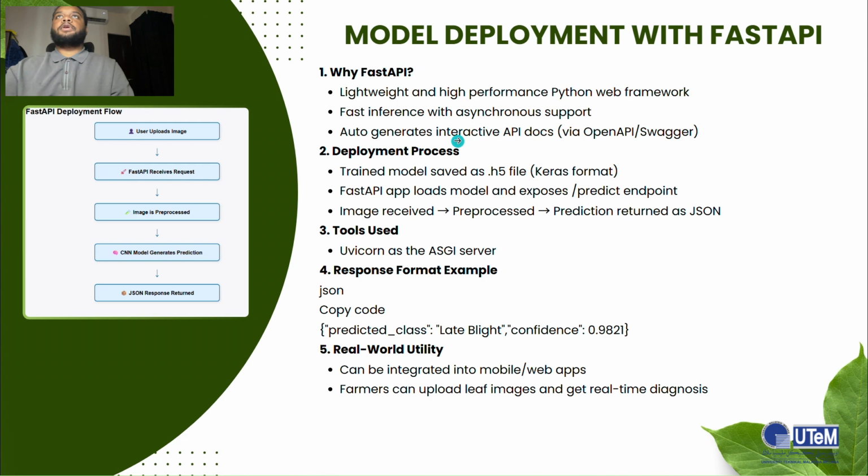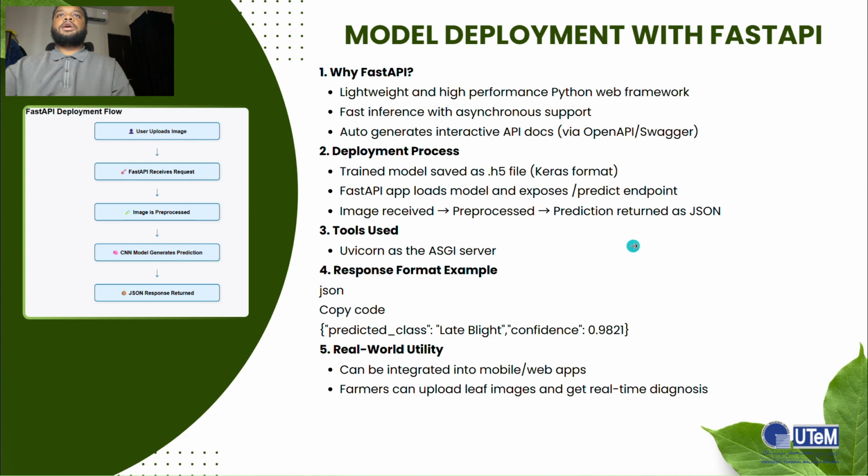So we have this part, model deployment with FastAPI. So why FastAPI? It is a lightweight and high performance Python web framework with fast inference, with async support, and auto-generated API documentation via OpenAPI and Swagger. Development process: the trained model is saved as an H5 file, and FastAPI loads the model and exposes a predict endpoint. The image is received and processed, and then the prediction is returned as JSON.